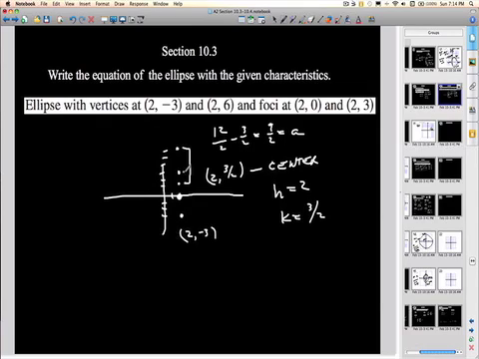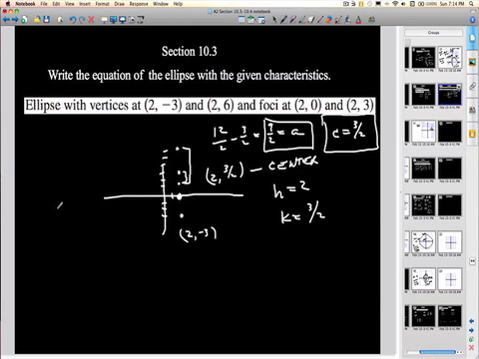The distance from the center to a focus is 3 halves. I know because I go from 3 halves down to 0. That's a distance of 3 halves. So I've got 9 halves is equal to a, 3 halves is equal to, I'm sorry, c. That's my mistake. That's not b. That's how I found the focus.